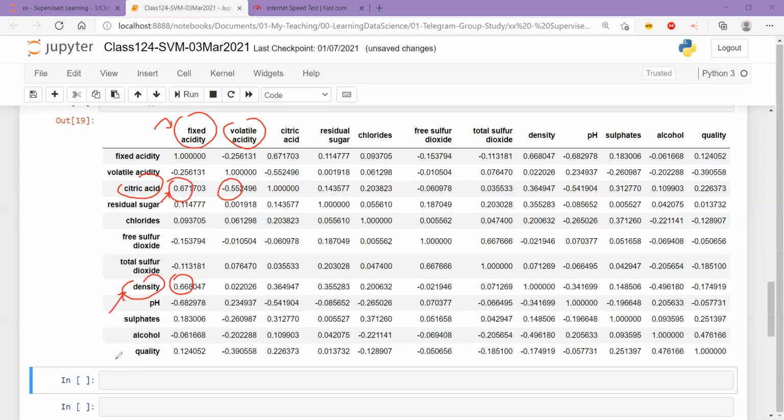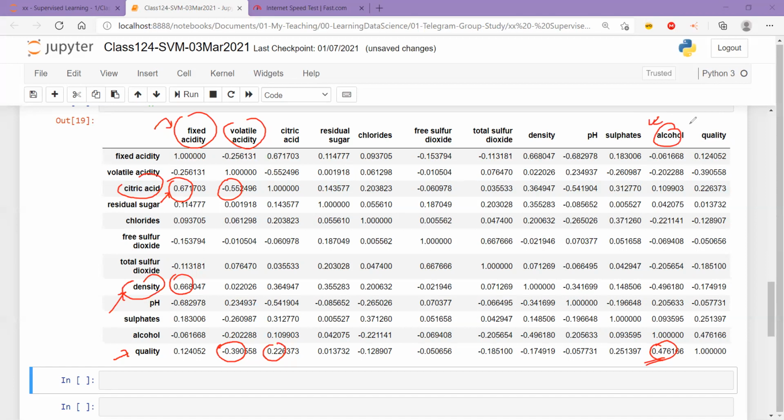Even fixed acidity has very good intercorrelation along with the density, right? Now let's look at quality. If I only concentrate on quality, there is a negative relationship with volatile acidity, positive relationship with citric acid. Okay, anything else? Anything else here? Yeah. Here I have a good relationship with alcohol.